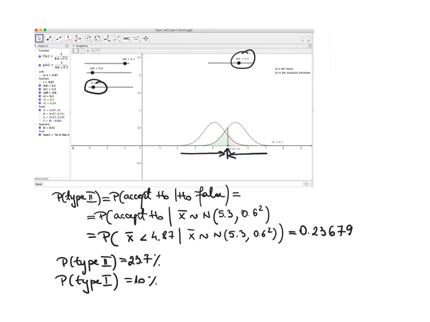Later on, we are going to calculate probabilities of type 1 and type 2 errors using different distributions. The process is exactly the same. You just need to make sure it is clear to you on which distribution your variable is, and then you calculate the probability on that distribution.